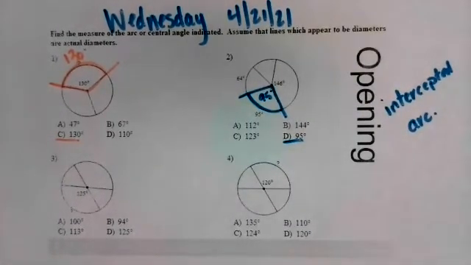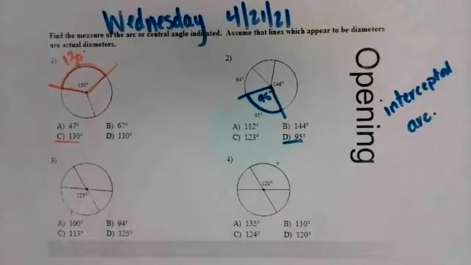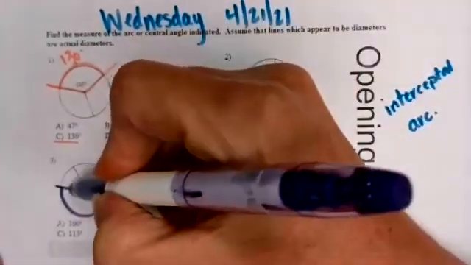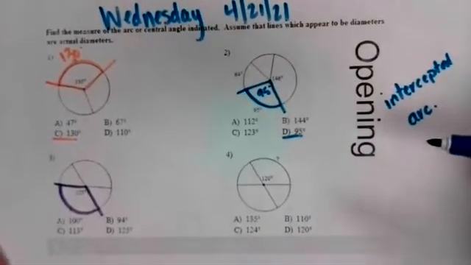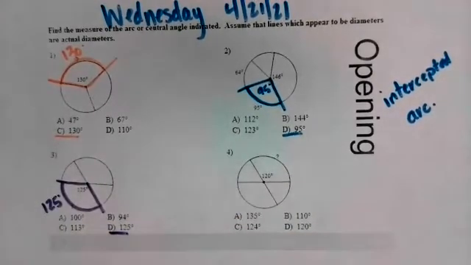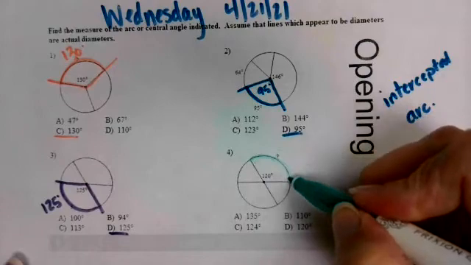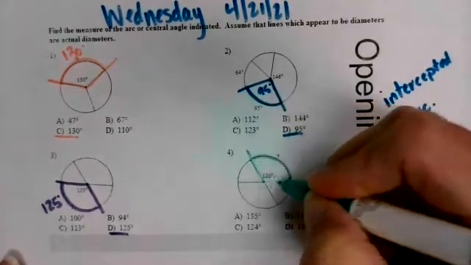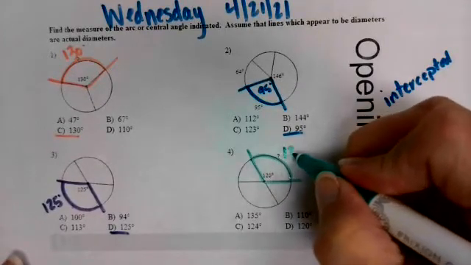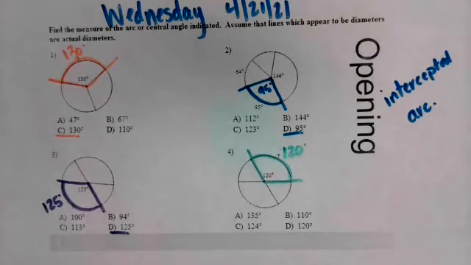All right, looking at my 3rd example, I am looking for an arc. Here is my arc. This arc is formed by an angle. They're going to be the same. So my angle is 125, so my arc is 125. And then one more. I'm looking for an arc again. This arc is formed by an angle. Here's my angle. They're going to be the same measure. My arc is 120 degrees. My angle is 120 degrees.